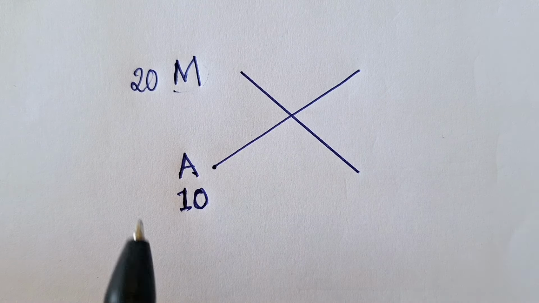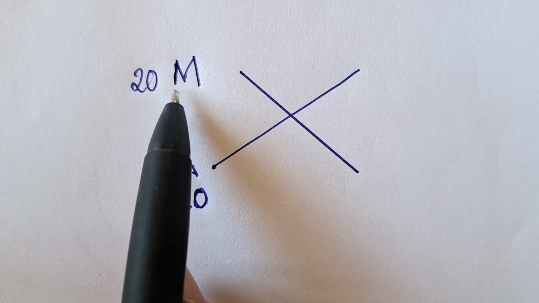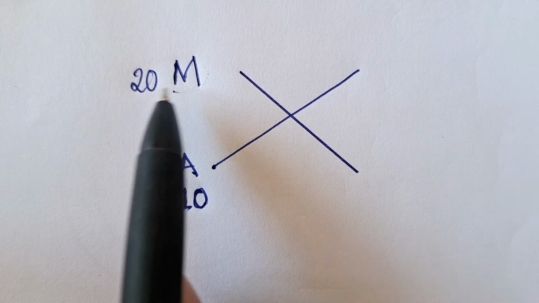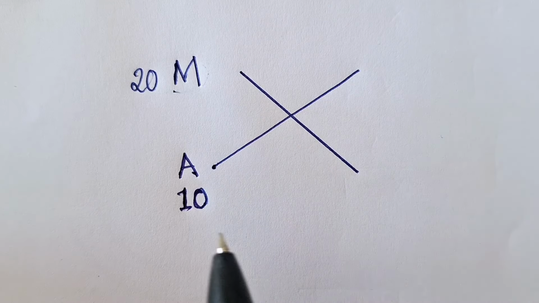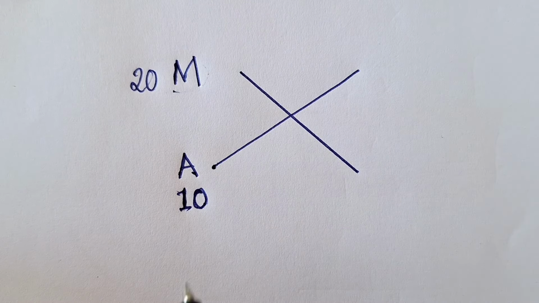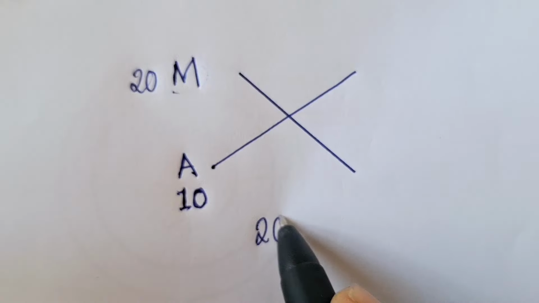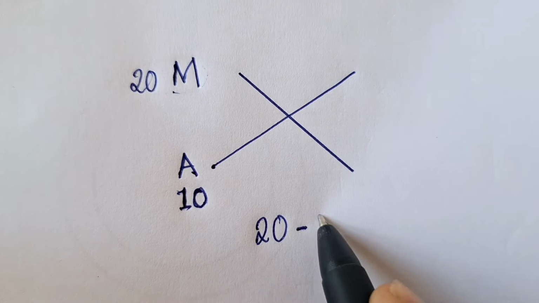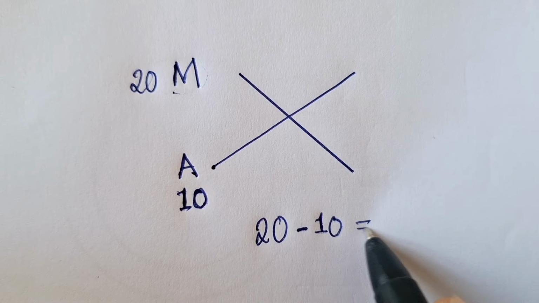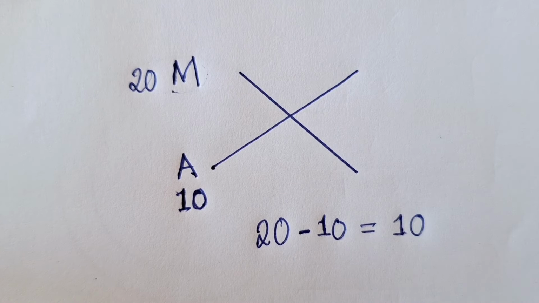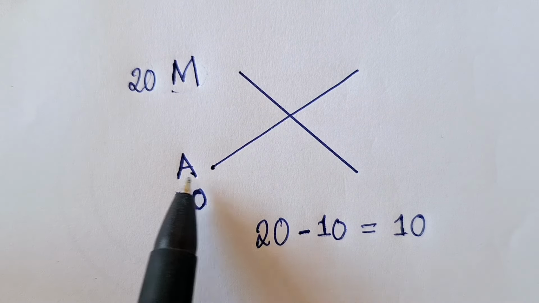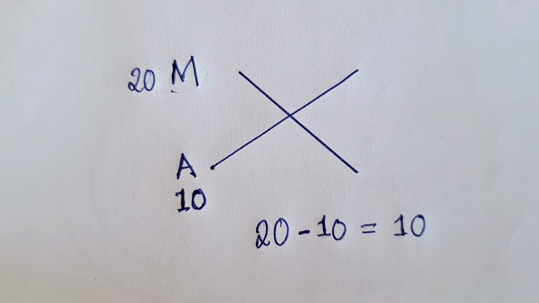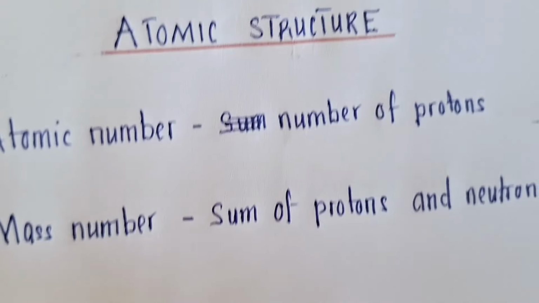Look at this. We said the mass number is the sum of neutrons and protons, while the atomic number is protons. So we're going to simply say 20, which is the total of protons and neutrons, minus the number of protons, which is 10. This will give us 10, meaning the number of neutrons here is 10. Just get the number which is on top minus the number which is down right here. It will give you the number of neutrons. That's it.